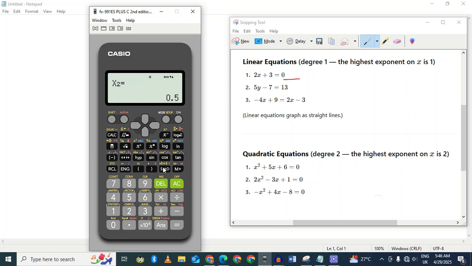Okay, that said, I'll leave you to solve these other equations.